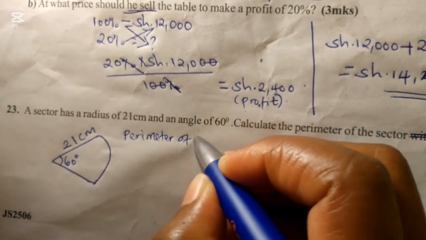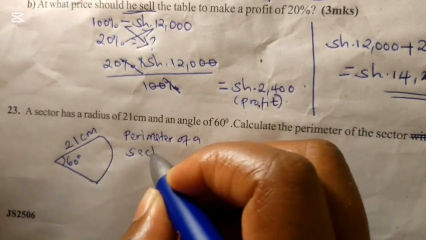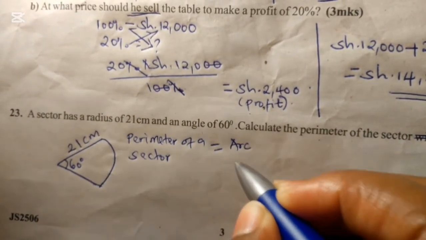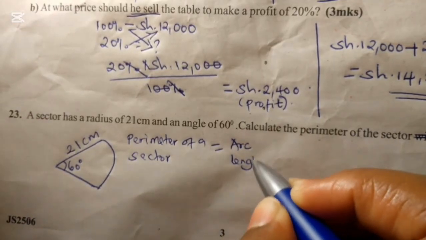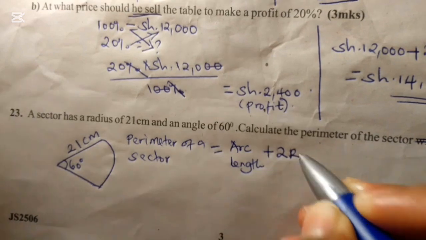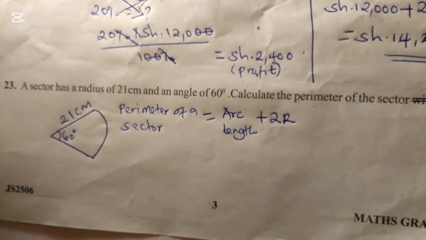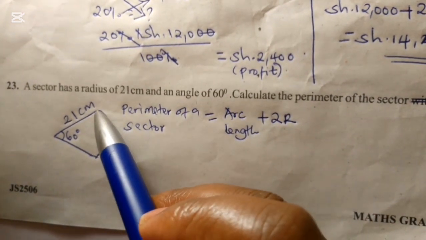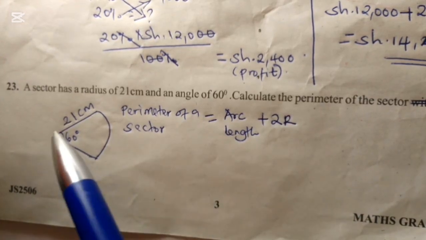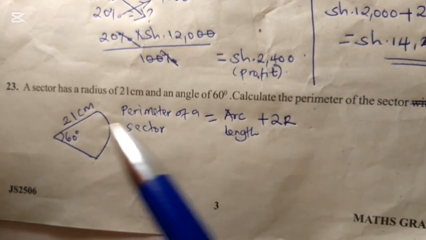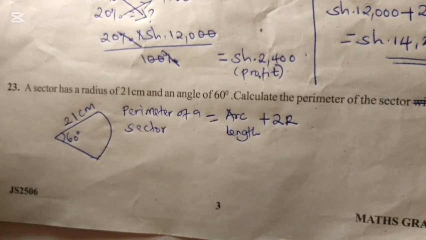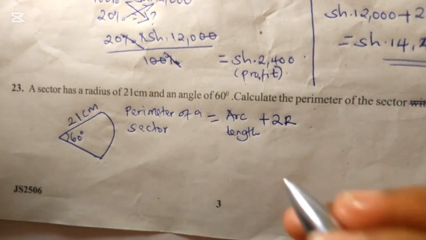of a sector is given by arc length plus 2 times the radius. This is the arc length, then plus 2 times the radius, because we have the radius and another radius there. So how do we get the arc length?